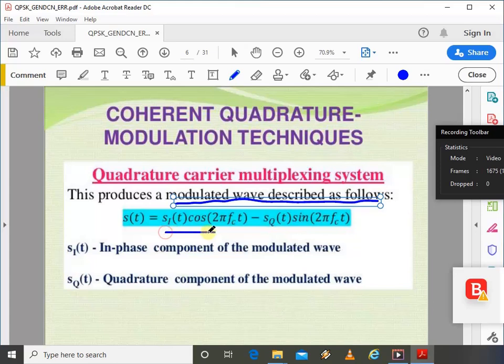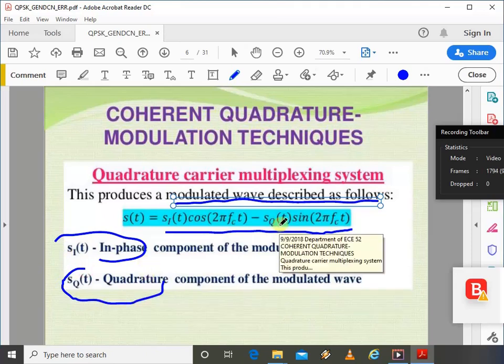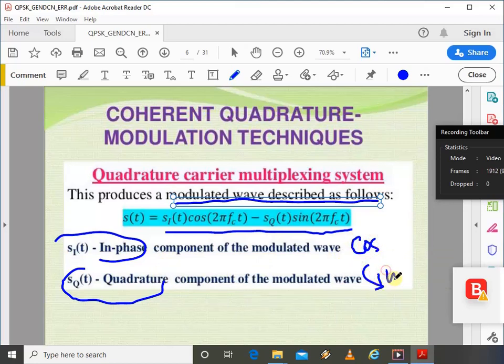Basically, this technique produces a modulated wave in the following form: s(t) = s_i(t) cos 2πf_c t − s_q(t) sin 2πf_c t, where s_i(t) is called the in-phase component and s_q(t) is called the quadrature component. As we know, we are using the orthonormal basis function to do the modulation of the input bit stream. Depending upon whether the orthonormal basis function contains the cos term or the sin term, we have the in-phase component and the quadrature component of the modulated wave.